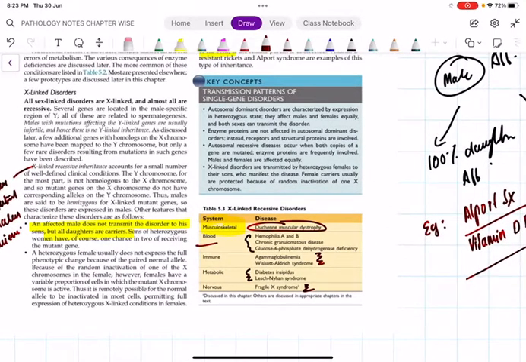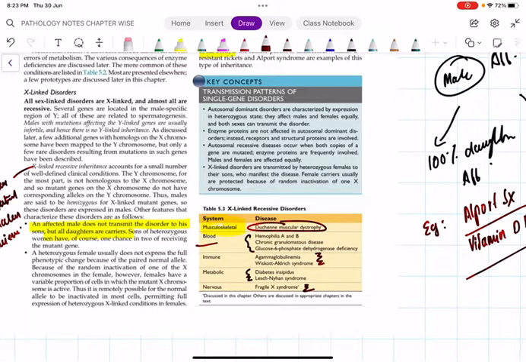X-linked recessive: an affected male does not transmit the disorder to his sons, but all daughters are carriers. In simple words, males will be affected, daughters will be carriers. Examples: Duchenne, hemophilia, G6PD, Wiskott-Aldrich, Lesch-Nyhan and Fragile X syndrome. So with this, we have finished all the important points.